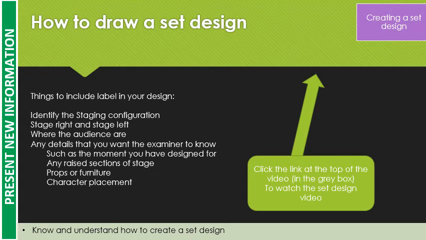When you create this set design, there are some things that you should be labeling on there. Number one is identify the stage and configuration. Stage right and stage left, really important to write on there. Where the audience are located, that is a big one. You will lose marks for not doing that. Any details that you want the examiner to know, for example, the moment that you have designed the set for, any raised sections of the stage, props or furniture, character placement, and of course the style of the set you've chosen, whether that's naturalistic, non-naturalistic, or a composite set.